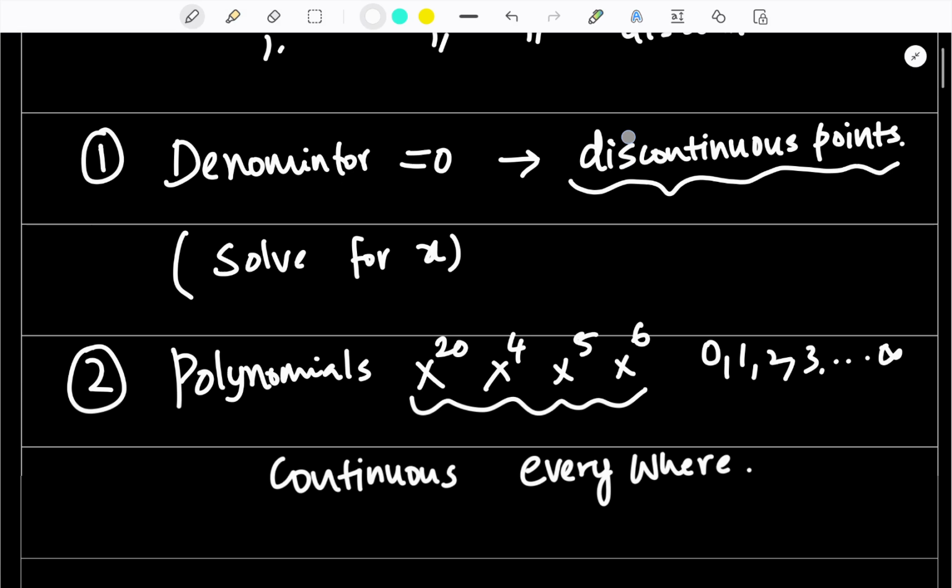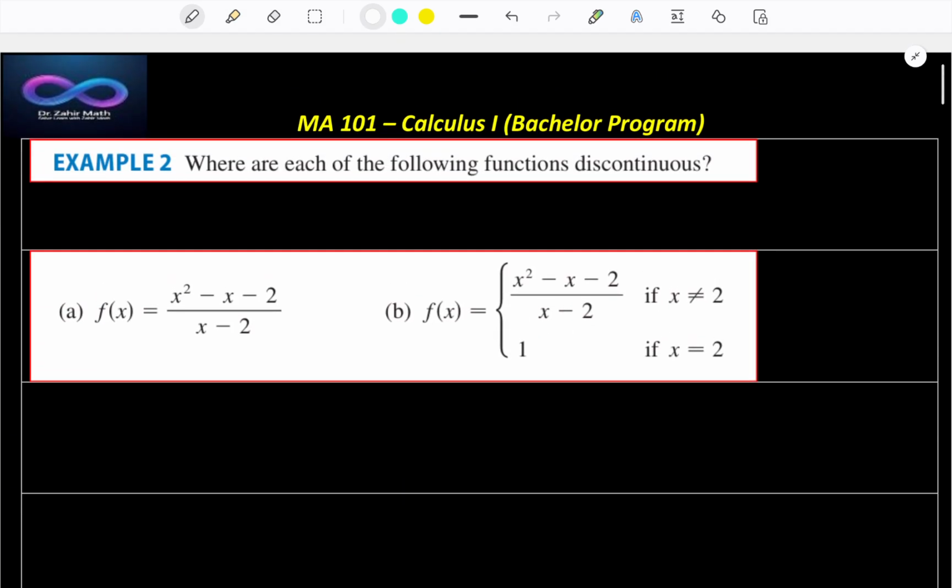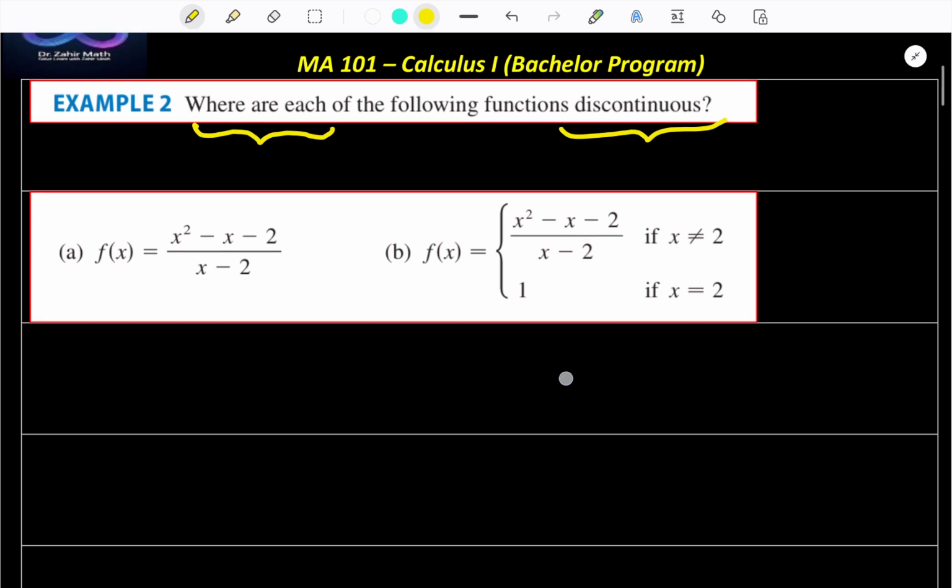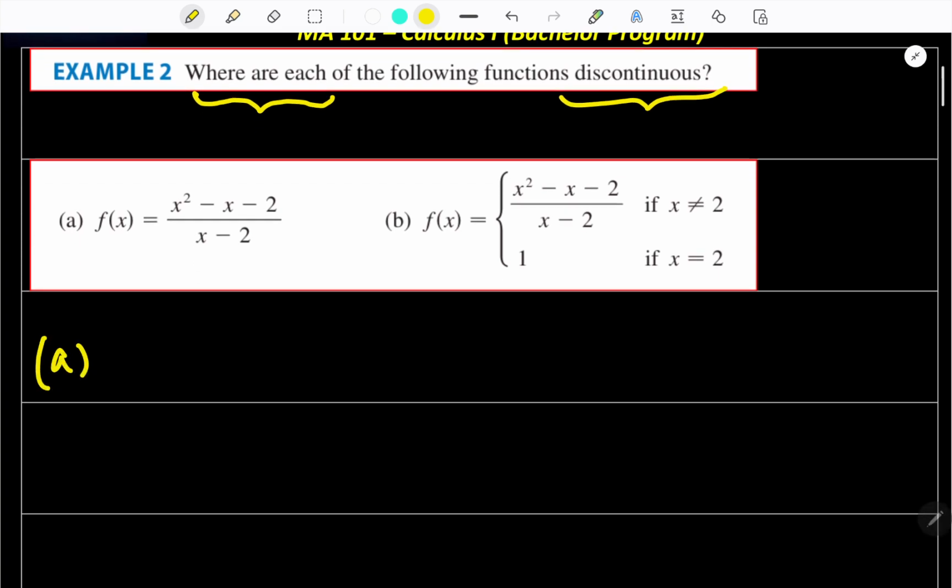So let's go to the first question. Where are each of the following functions discontinuous? Where means they're asking you for the points. They are not asking you to check. They are telling you, where are each of these following functions discontinuous. Just now I said for discontinuity, if the question asks where, make the denominator equal to 0.